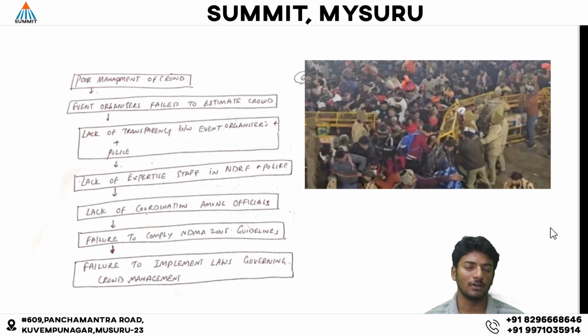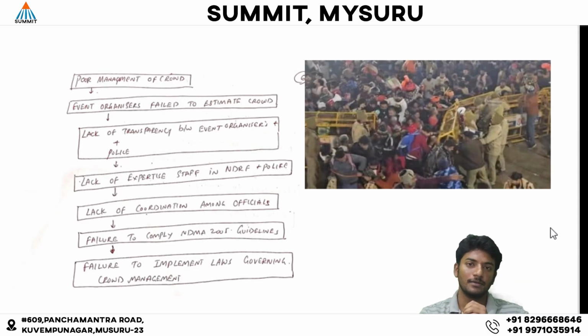Examples include the RCB management, this Chinnaswamy Stadium incident, and also the Hathras incident. If you take this Chinnaswamy Stadium incident, the RCB management failed to estimate the crowd. They said that we have not estimated such a crowd.